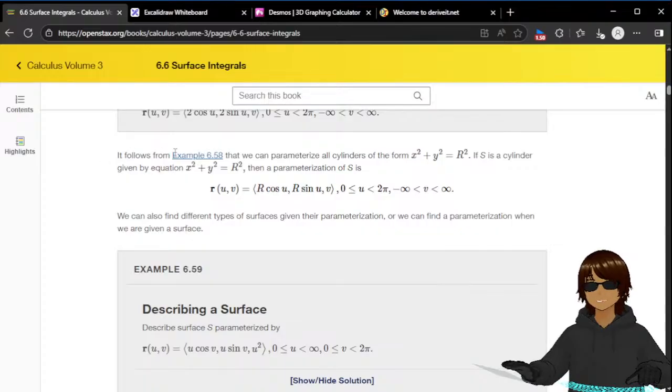It follows from Example 6.58 that we can parameterize all cylinders of the form x squared plus y squared equals r squared. If S is a cylinder given by the equation x squared plus y squared equals r squared, then the parameterization of S is r(u,v) = (r cos u, r sin u, v).